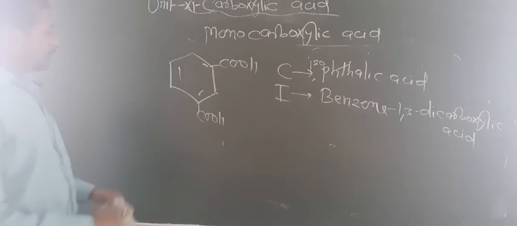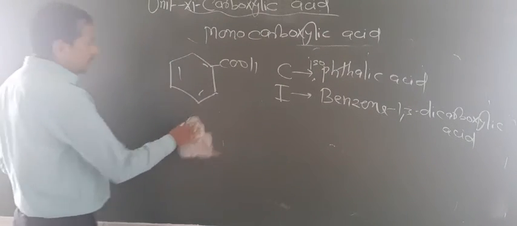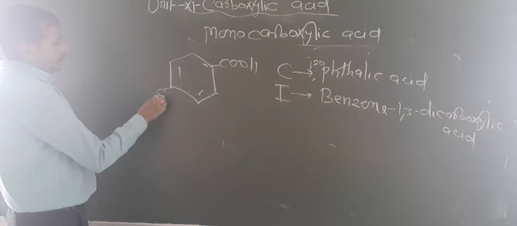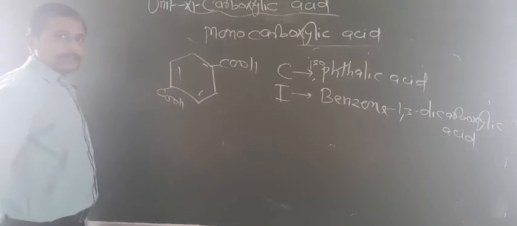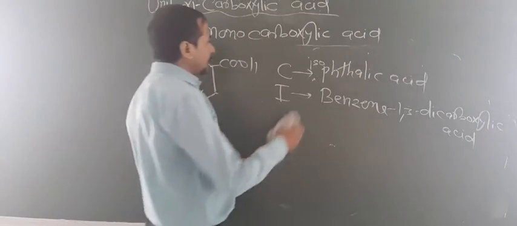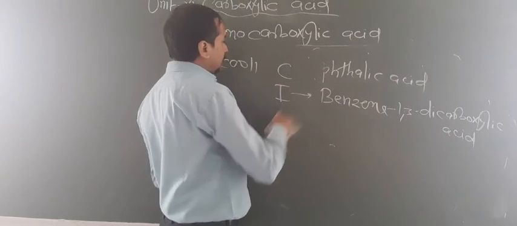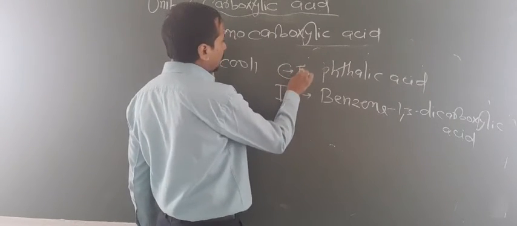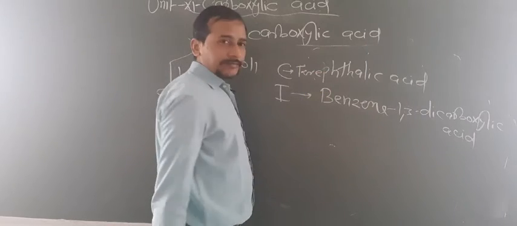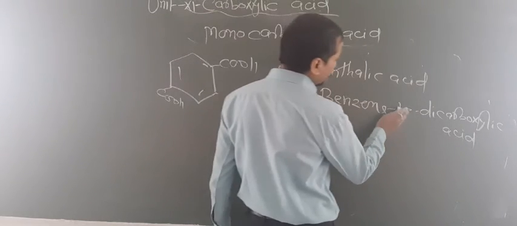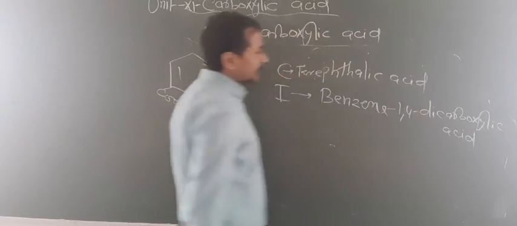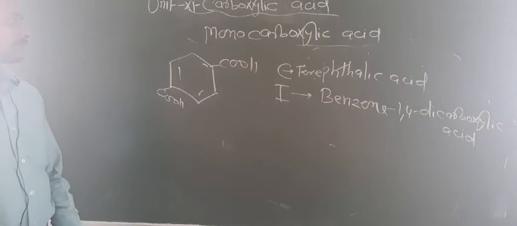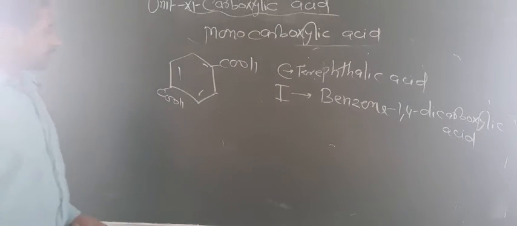Okay. Now if this COOH group is replaced to carbon number 4 of the benzene ring, then this becomes terephthalic acid. In common name it is known as terephthalic acid. Okay. And here what you have to change is that this becomes 1,4 dicarboxylic acid. Are you getting this point?